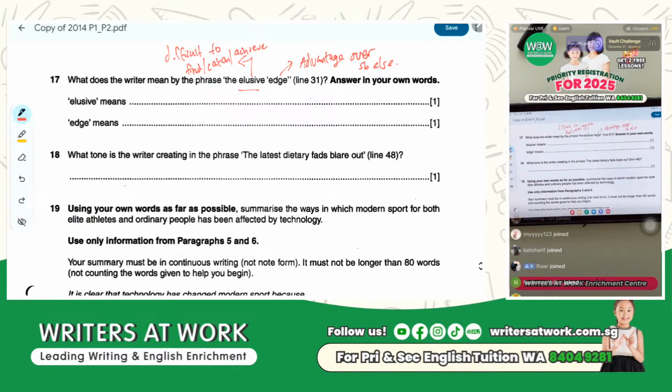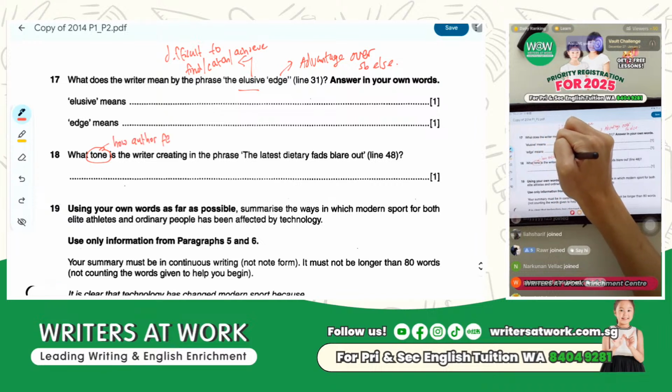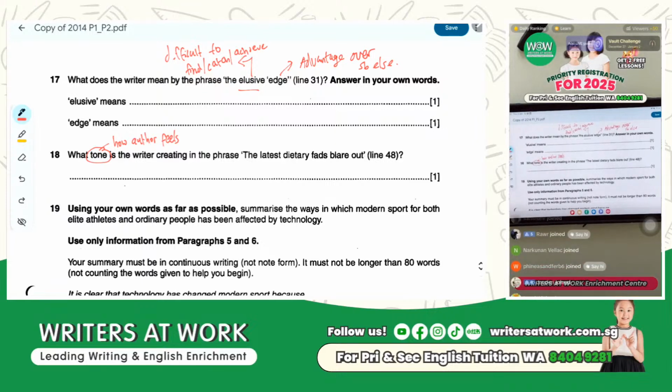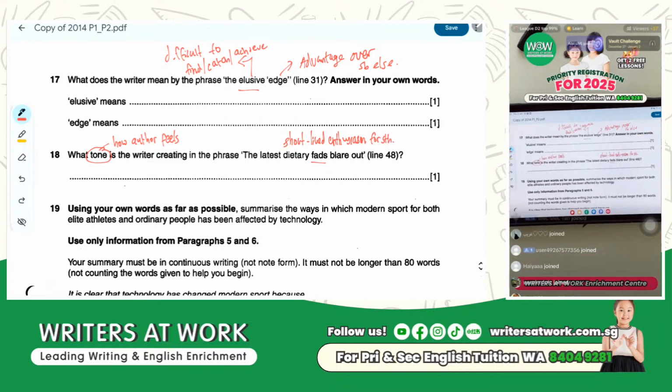And lastly, looking at question 18, they're asking for the tone. The tone here reflects how the author feels about something. And it talks about how they describe the latest dietary fads. Fads is basically a short-lived enthusiasm for something. So it's like a little trend, and the trend will eventually die out.